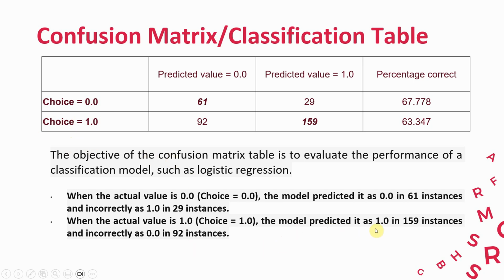Now when the actual value is 1, that is the preferred choice of private sector banks being selected, the model predicted it as 1 in 159 instances. That is the correct prediction. So when the observed choice was 1, the correct prediction by the model was 159 instances, whereas the incorrect prediction was 92 instances. In this case, the correct percentage was 63.347. So in both cases, whether you were predicting choice 0 or choice 1, most of the time the prediction was correct. Look at this, 61 is greater than 29, 159 is greater than 92.